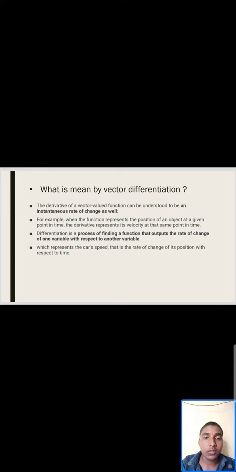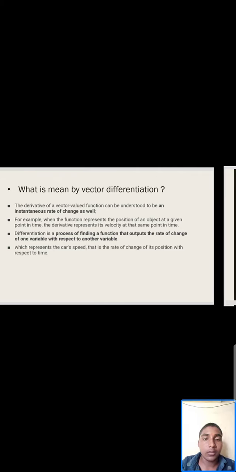Differentiation is a process of finding a function that outputs the rate of change of one variable with respect to another variable, which represents the car's speed, that is the rate of change of its position with respect to time.